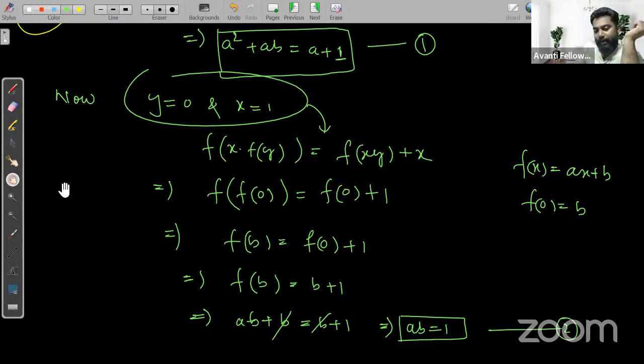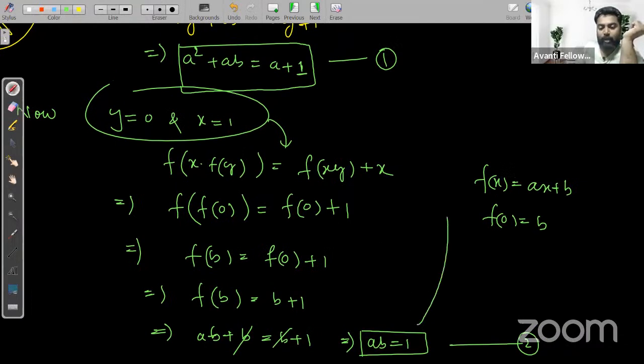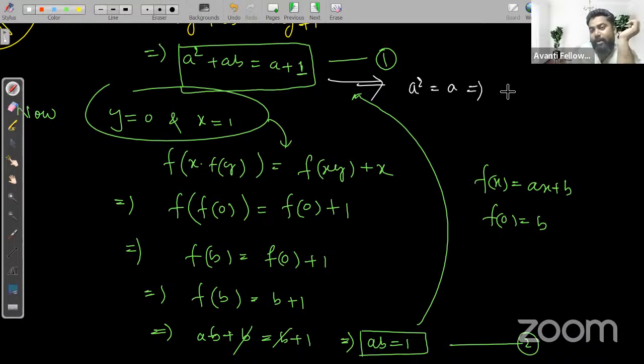If we use the value ab is equal to 1 in equation 1, what are we left with? If we put ab is equal to 1 here, we are getting a square is equal to a also. That means we are getting either a is equal to 0 or 1. So a is equal to 0 or 1.